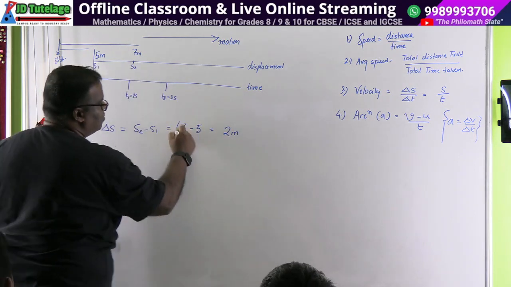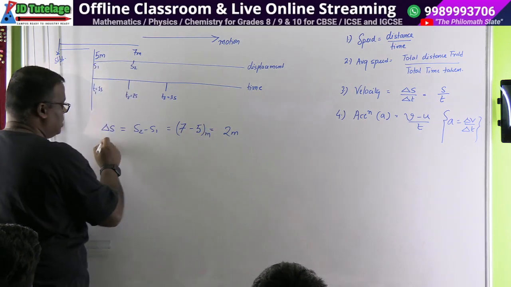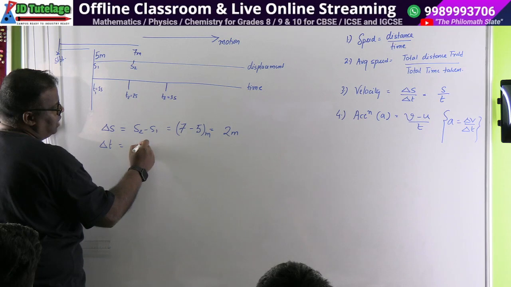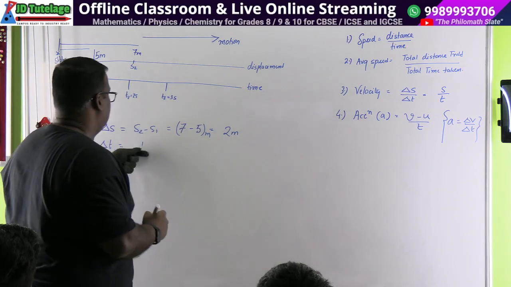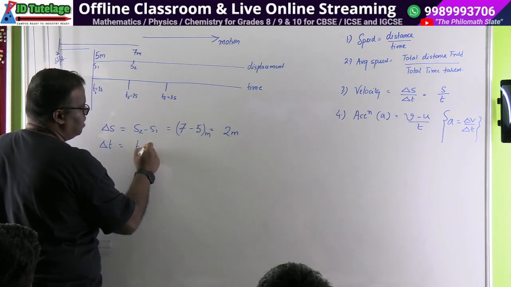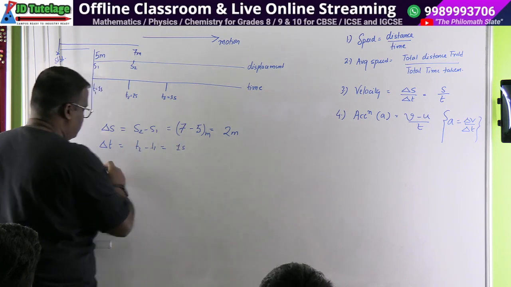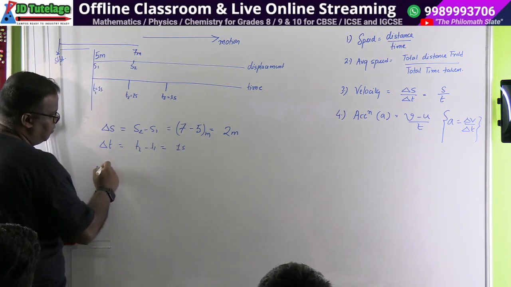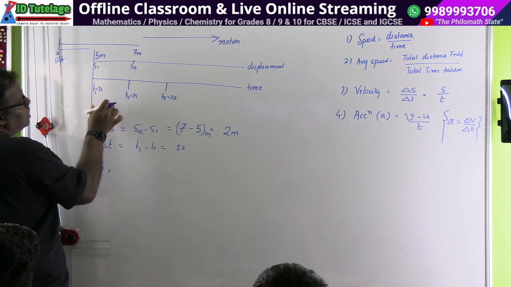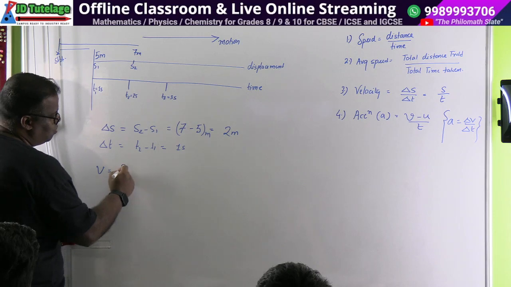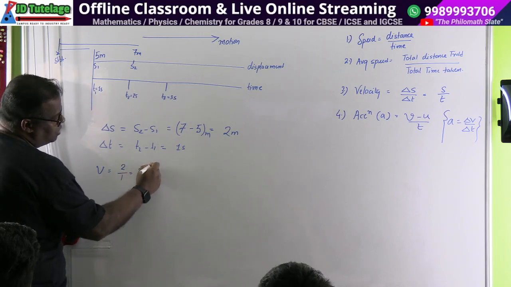Have you understood this one? Let's see what is the time difference for this. So delta t is equal to how much? T2 minus T1. How much is it? 1 second. So if somebody tells me what is the velocity from T1 to T2? T1 to T2, what is the velocity? So it is 2 divided by 1, which is 2 meters per second.